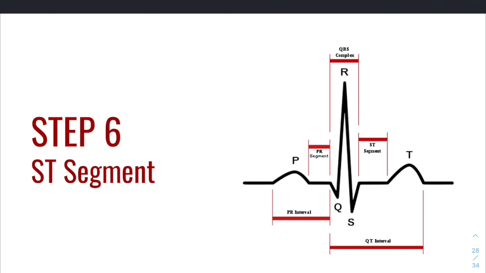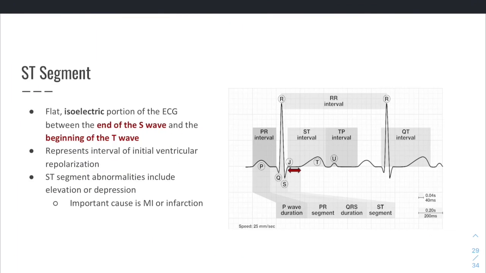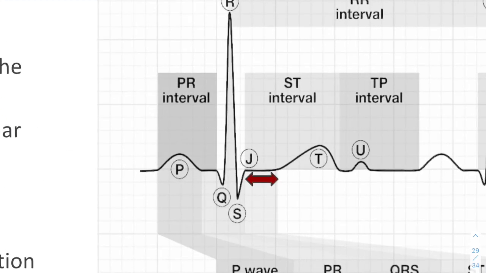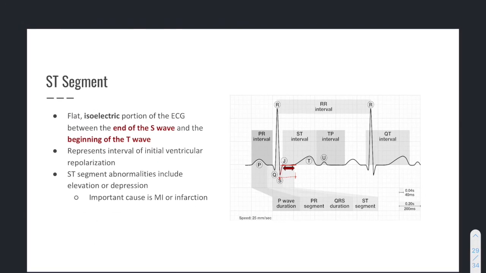Next is your ST segment. Your ST segment begins the isoelectric portion. After your downward S deflection, you're looking for this nice flat isoelectric segment after the J point, and your ST segment is from the beginning of the S wave to the beginning of the T wave.